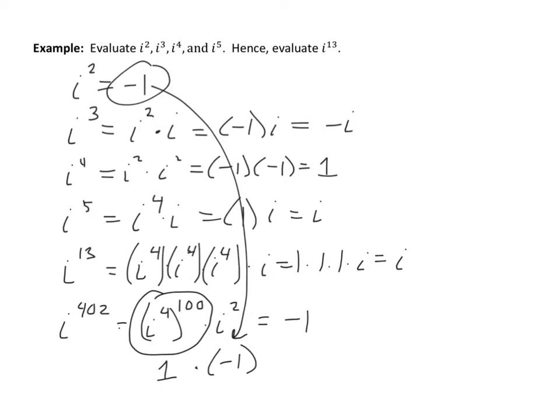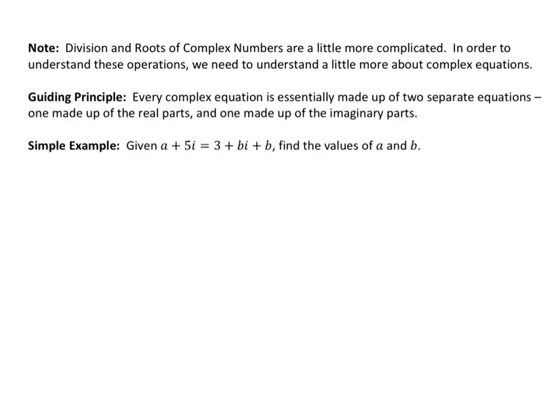So at this point, we're done talking about multiplication and we're ready to move on and talk about other operations. The next operations that I'd like to talk about are division and roots. And the reality is that division and roots are definitely possible, but they're a little more complicated. And in order to understand those, we need to understand a little bit more about complex equations. So I have this guiding principle, right? The guiding principle that we have is that every complex equation is basically made up of two separate equations. There's one that's made up of the real parts and one that's made up of the imaginary parts. And to help you to see that, I want to look at a really fairly simple example.